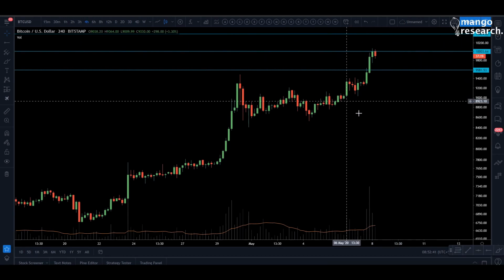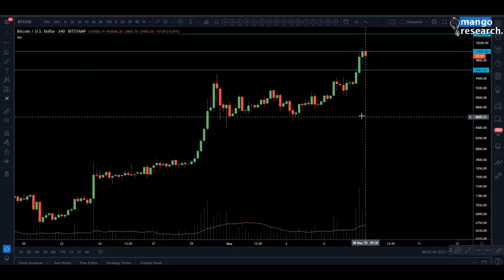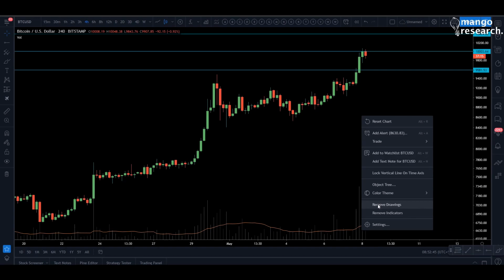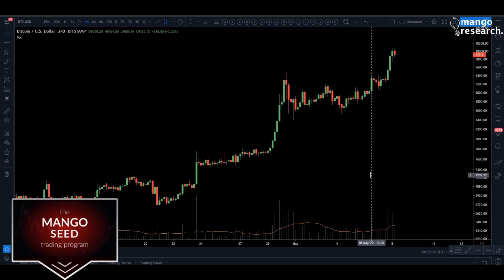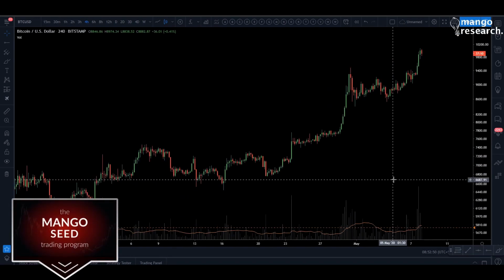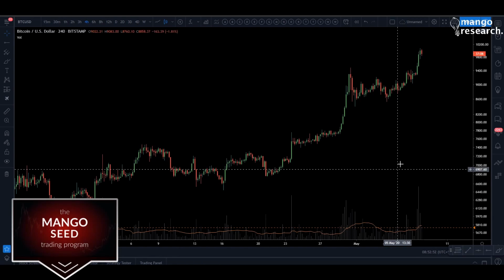As you guys can see, I do have these horizontals over here. You know what, let me actually just clear everything out and I'll reconstruct the trade. That'll be a lot more helpful for you guys to see how I come up with these setups.